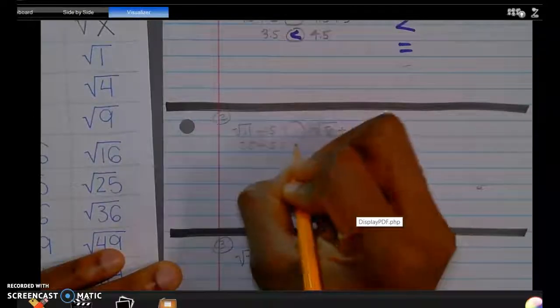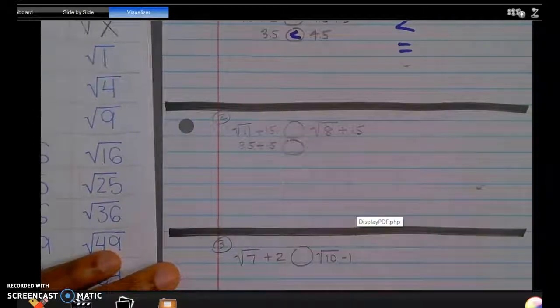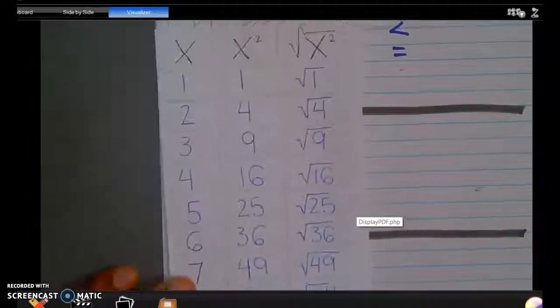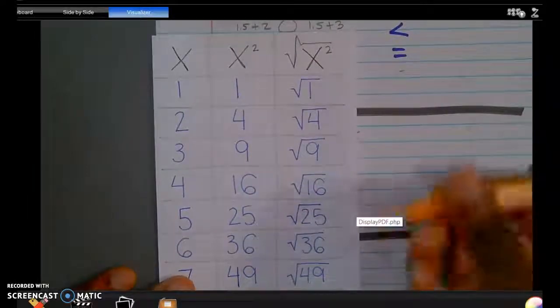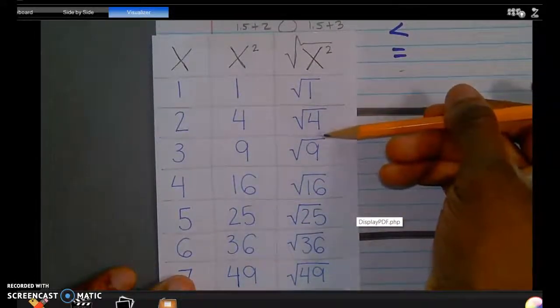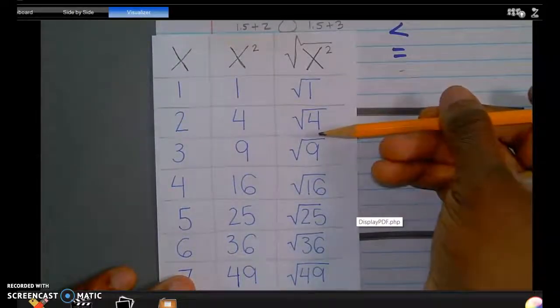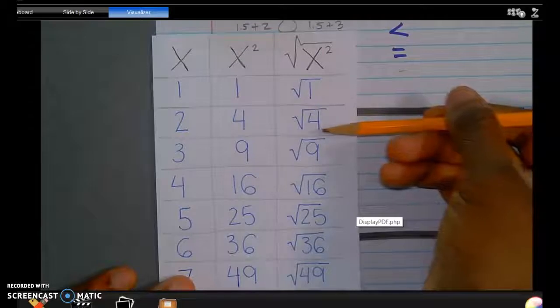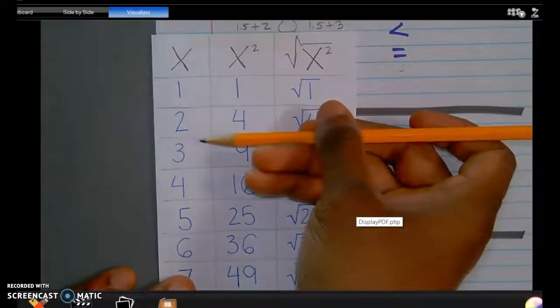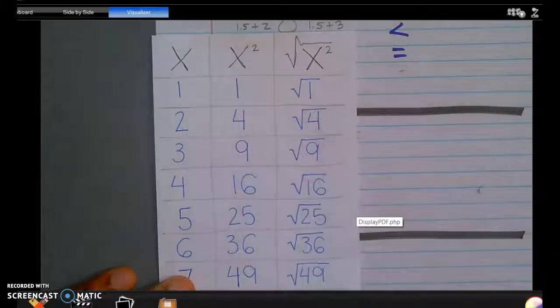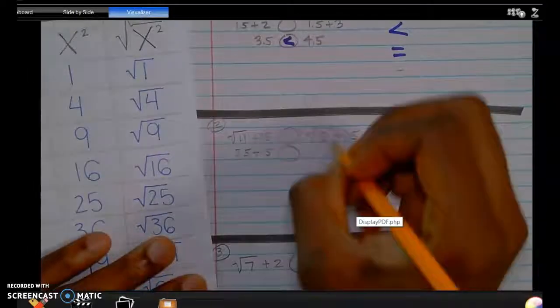Plus 15. I'm going to make this comparison. Back to my chart. Where does the square root of 8 fall? The square root of 8 falls in here, so the square root of 5, the square root of 6, the square root of 7, and the square root of 8 falls somewhere in there between. Again, my approximation is going to fall somewhere in there as well. 2 and 3 is 5. 5 divided by 2 is going to be 2.5.